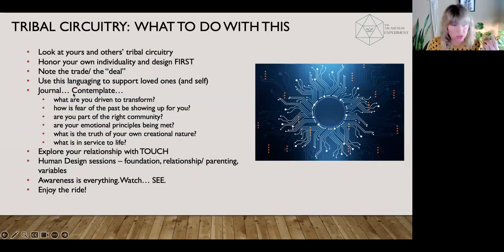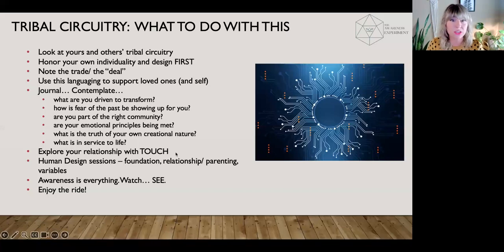So I wrote some journaling and contemplating questions. What are you driven to transform? How is fear of the past showing up for you? How might it be showing up for you? Are you part of the right community? Are your emotional principles being met? What is the truth of your own creational nature, your own material nature, the physical, mundane plane of the earthly plane? What is in service to life?